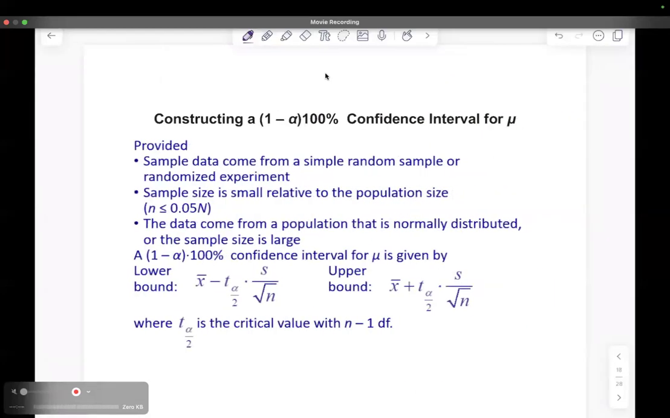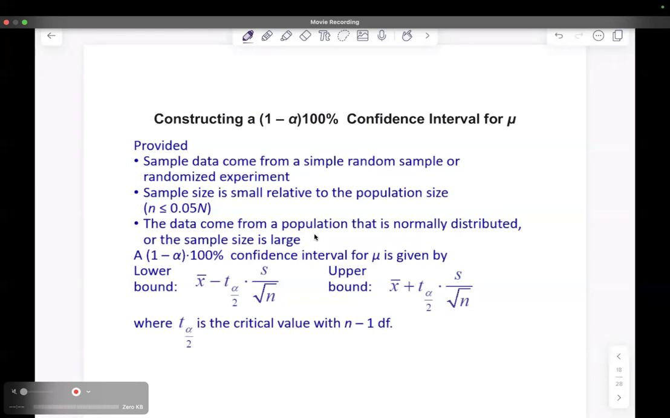When we're using a confidence interval for a mean, we're doing basically the same thing. First thing, it has to come from a simple random sample or randomized experiment. They need to tell you it's a simple random sample. If they don't, don't worry about it. But also your sample size needs to be less than 5% of the population, and either normally distributed or a sample size greater than or equal to 30.